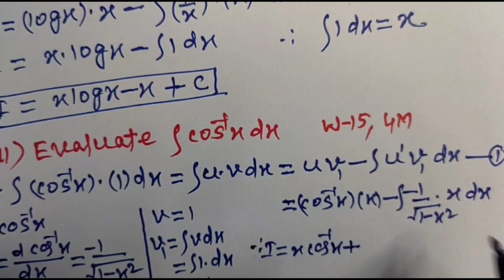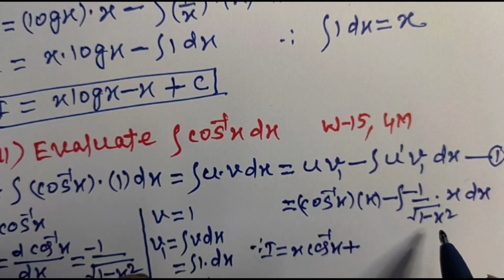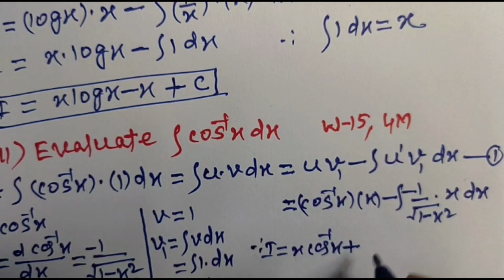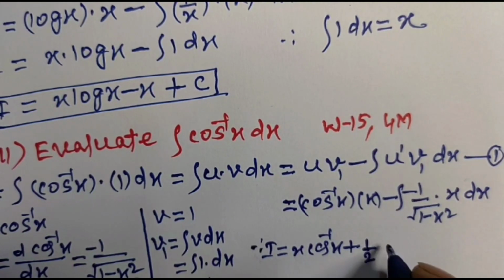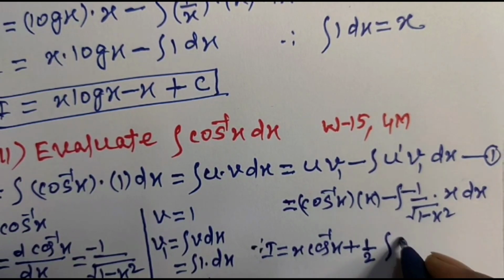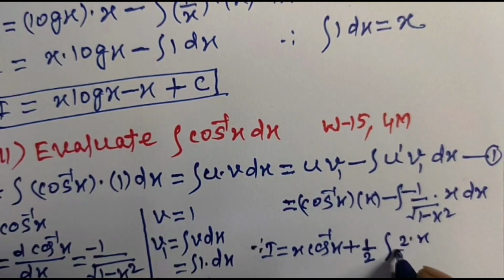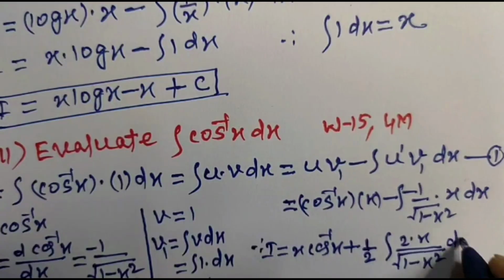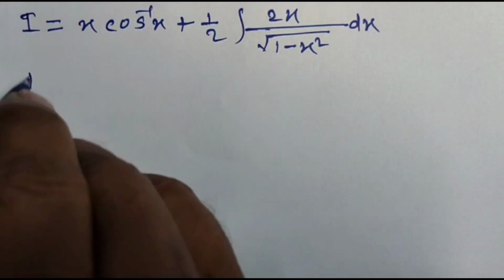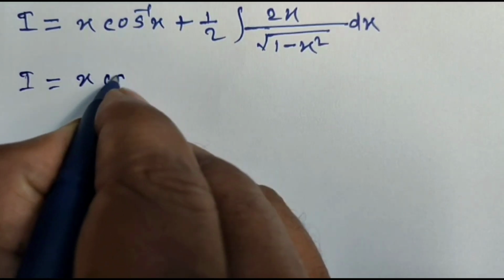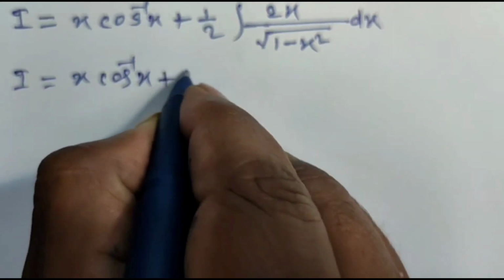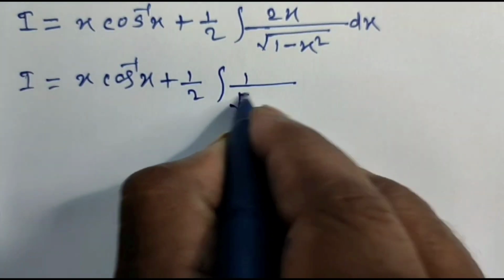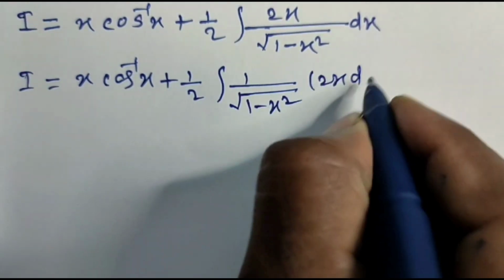If we substitute 1 minus x square is equal to t in this integral, then 2x dx is equal to dt, making the adjustment of 2. Divide by 2 and multiply here by 2, divided by square root of 1 minus x square dx. The integral can be written as I is equal to x cos inverse x plus 1 by 2 integral of 1 upon square root of 1 minus x square, 2x dx.